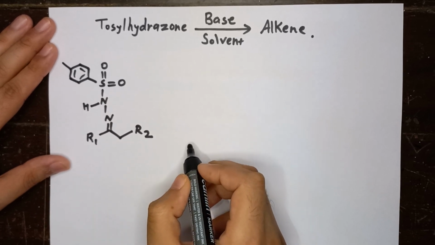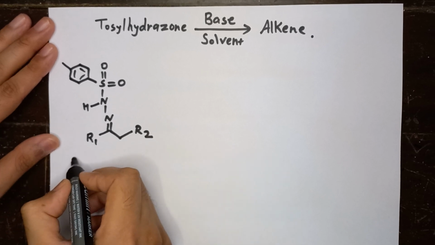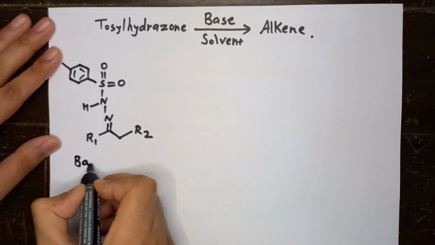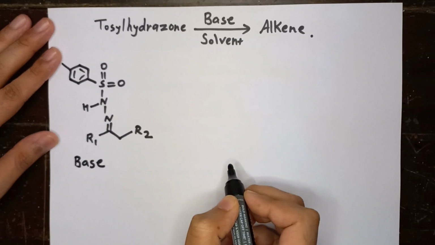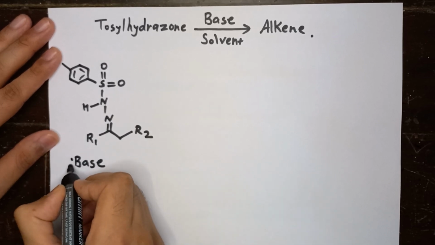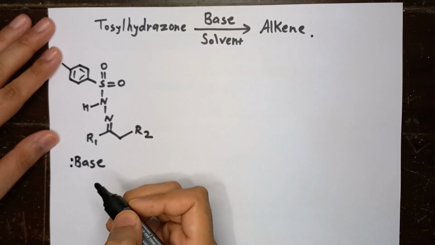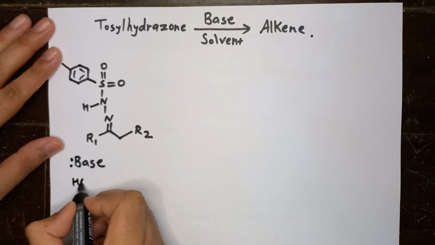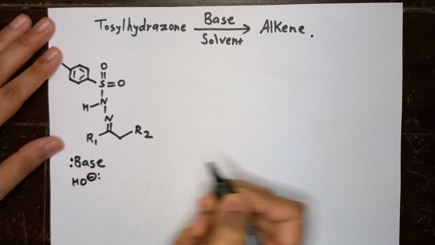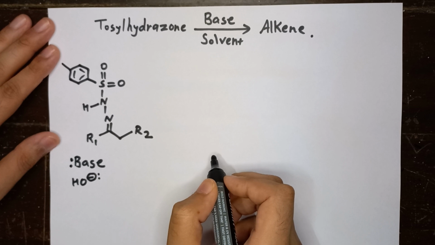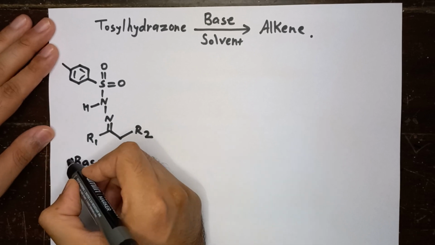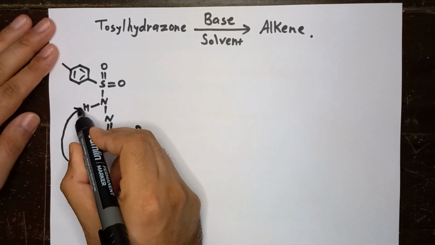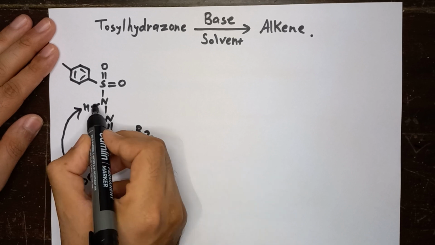Okay, and we have a base. So let me write my base here. So the base will have this lone pair of electrons. The example of base can be HO minus or any base you can select. So this base will grab the proton from this nitrogen and will generate a carbanion.